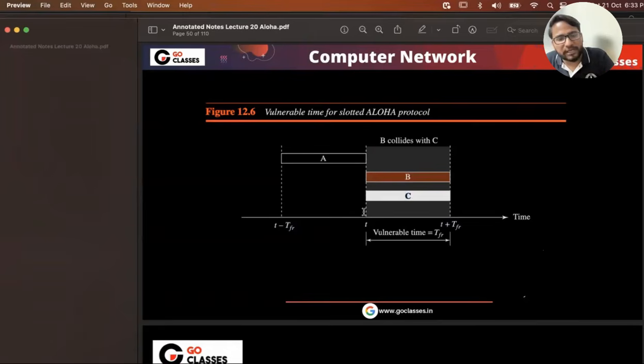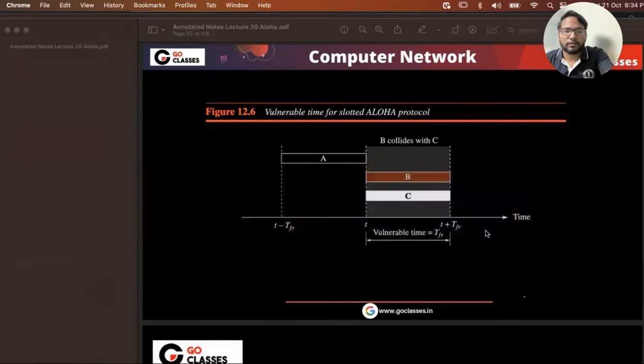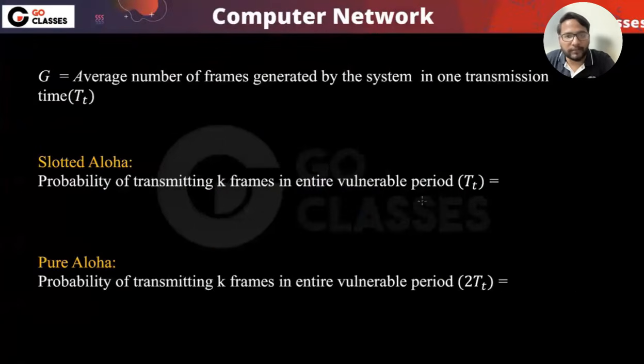So if there is a collision here, then this particular whole slot is wasted, right? Tell me, if there is a collision at this time T, then are just 0.1 second or 0.01 second wasted, or the whole slot is wasted? Whole slot is wasted, right? So this is called vulnerable time. Basically, it means the time in which there is a probability of collision, and which eventually gets wasted if there is a collision. So here you are wasting one slot if there is a collision. That's why in slotted Aloha, the vulnerable time is TT.